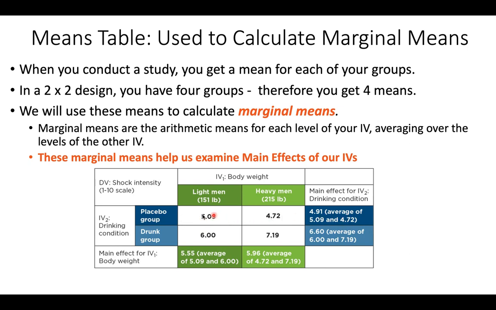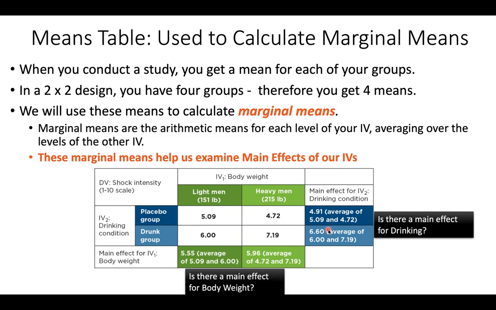We do the same thing in the other direction if we want to evaluate the main effect of drinking condition regardless of body weight. We take all the placebo people, the not drunk people, whether they're a light male or a heavy male, and average them together to get 4.91. We do the same for all of our drunk men, regardless of body weight, and average them together to get 6.60. Then we compare these two numbers, 4.91 and 6.60, to assess whether we have a main effect of drinking condition.